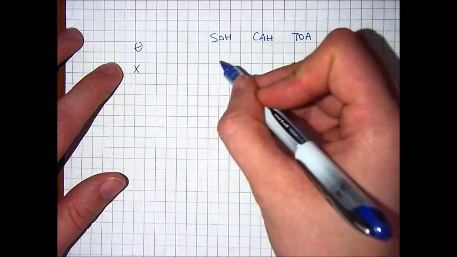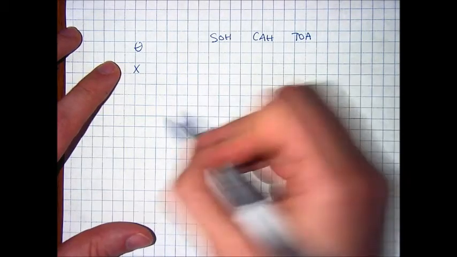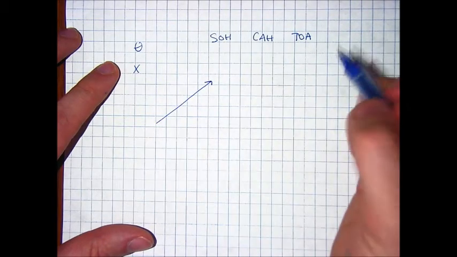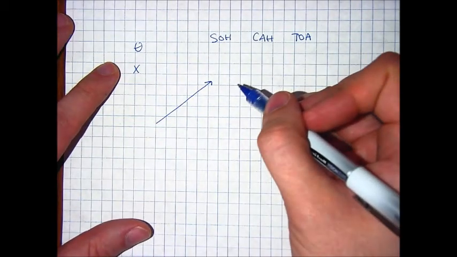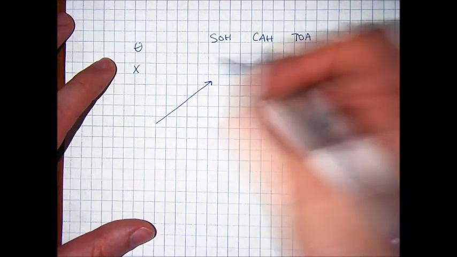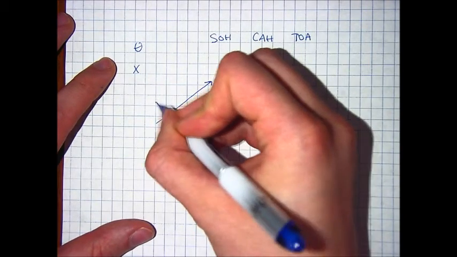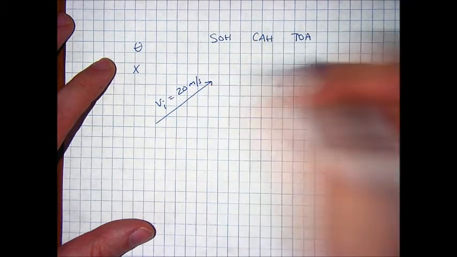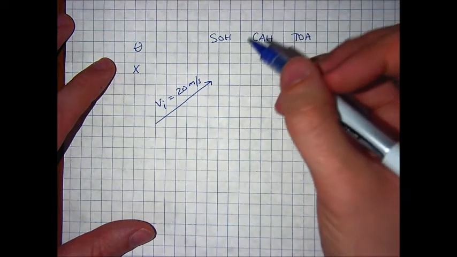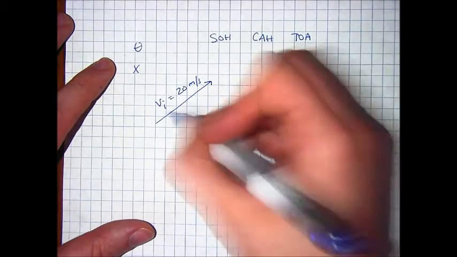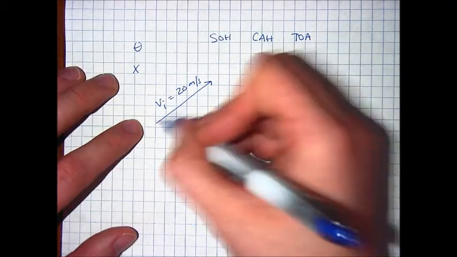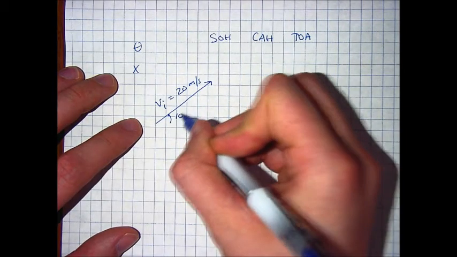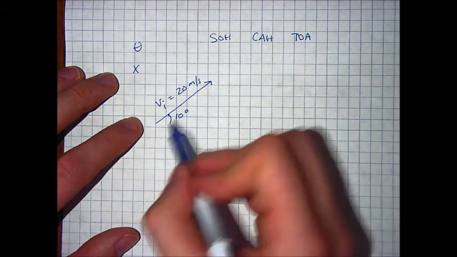So from there, I'm just going to make up a problem real quick so we can do this together. I have a vector here. Remember, a vector can represent anything with magnitude and direction. In this case, we'll have it represent a v initial. We'll make it 20 meters per second. So some object is traveling 20 meters per second initially at an angle of 10 degrees. So that's not a very big angle.